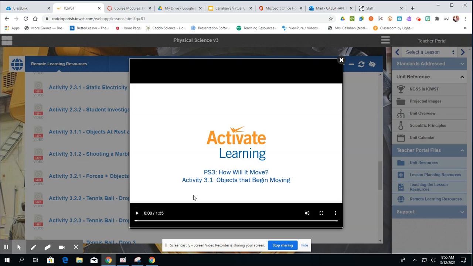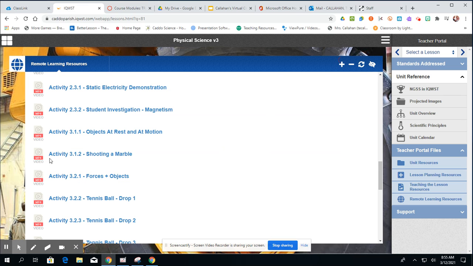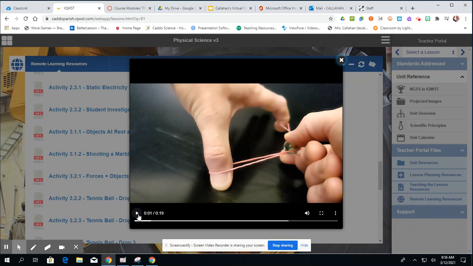Now that we've made some observations on the tennis ball, let's look at shooting a marble with a rubber band. So here we have a rubber band between his two fingers. And here's the marble. He's pulled the rubber band back. Same questions. When does the marble start moving? Why does it start moving? When does it stop moving? Why does it stop moving?